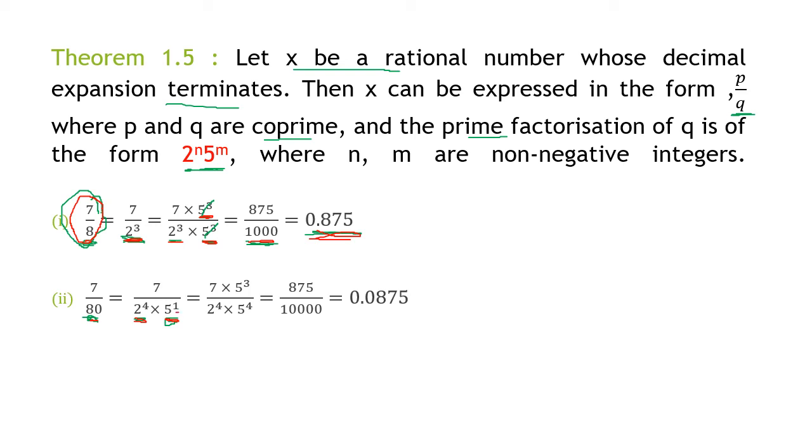We already have. To make it decimal, I have to make it 2 raised to 4 into 5 raised to 4. Yes, to make it 10 raised to 4. But 5 raised to 1 was already there, means I multiplied with 5 raised to 3. So since I multiplied the denominator with 5 raised to 3, I multiplied the numerator also with 5 raised to 3. So now I have got 875 upon 2 raised to 4 into 5 raised to 4. That is 10 raised to 4 or 10,000, and I get the answer 0.0875.